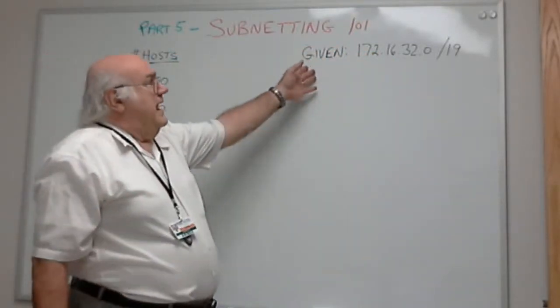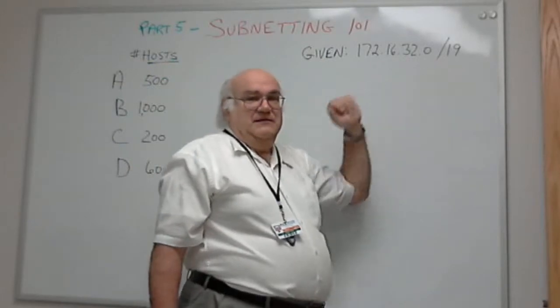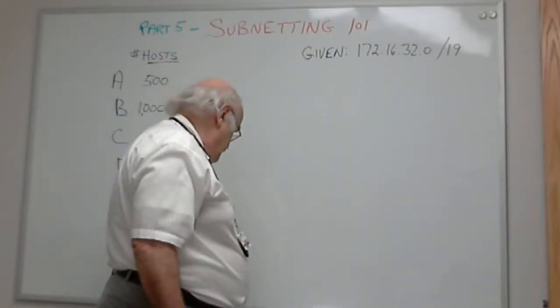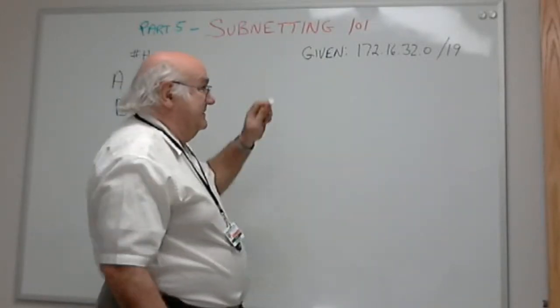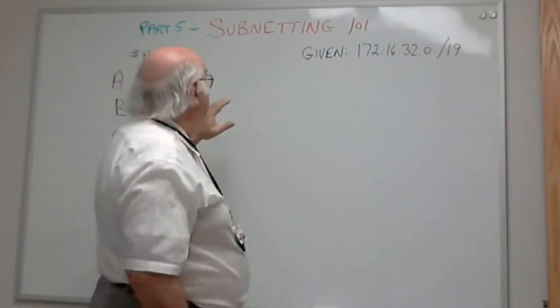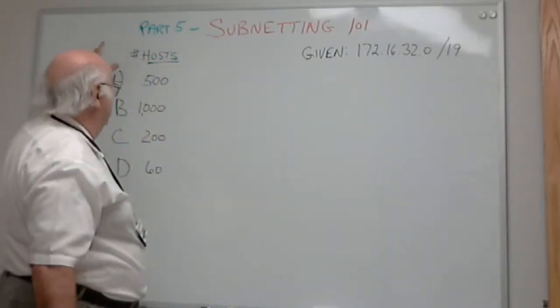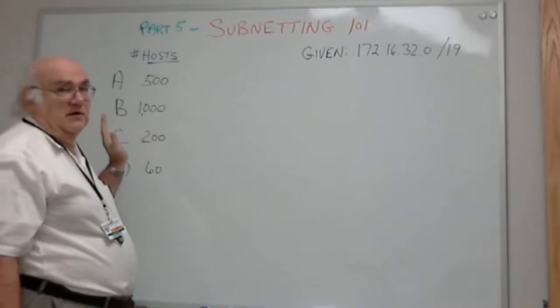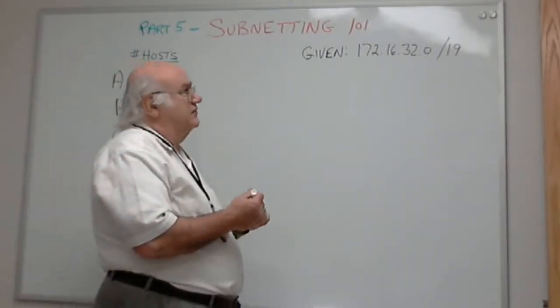Let's go back to what we had before. Remember this address? We had this in part 4. I needed 6 subnets, but now I'm saying I need 4 different networks. So let's just look at this for a second.